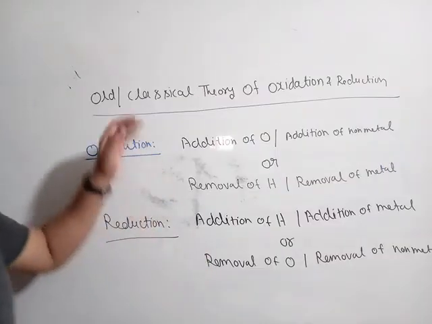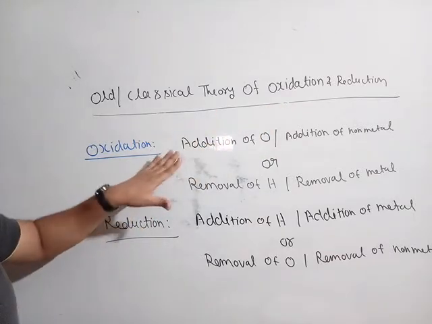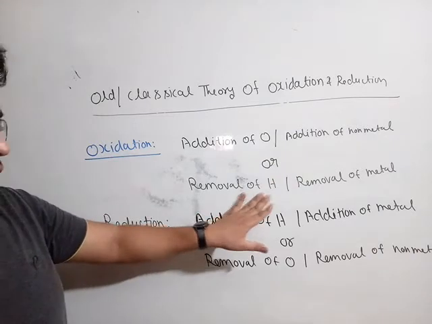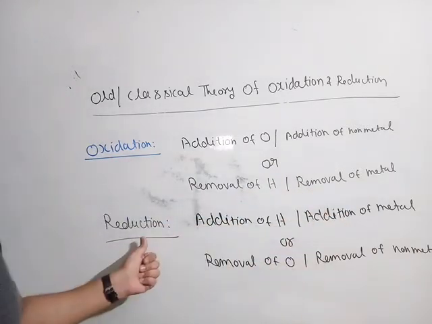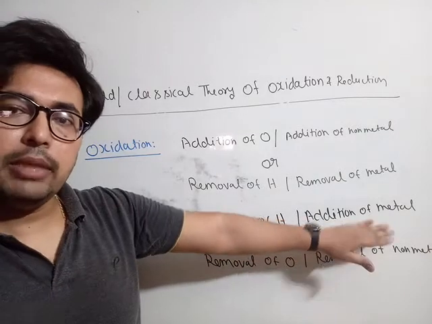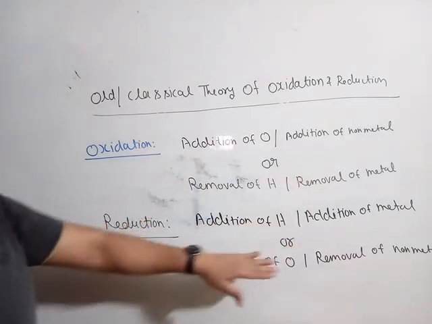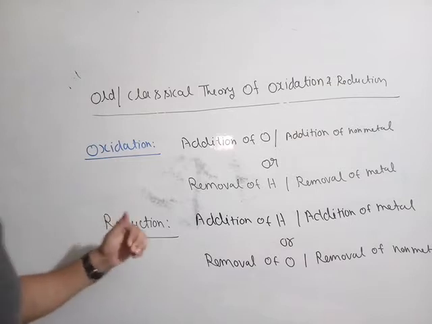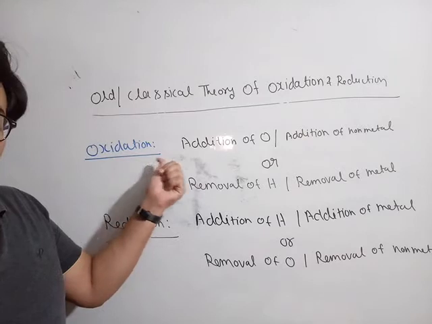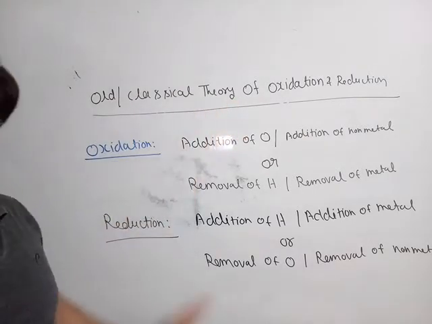So this is the old definition, which was earlier taken into consideration. Oxidation is addition of oxygen or addition of non-metal, or removal of hydrogen or removal of metal. Reduction is addition of hydrogen or addition of any metal, or removal of oxygen or removal of any non-metal. These are the earlier definitions we used to take into consideration. But now in modern concepts, loss of electron is taken as oxidation and gain of electron is taken as reduction. So we learn the new concept about oxidation and reduction.